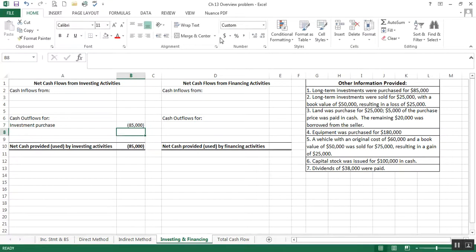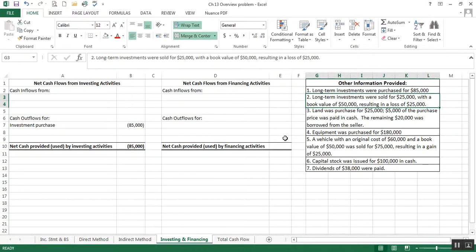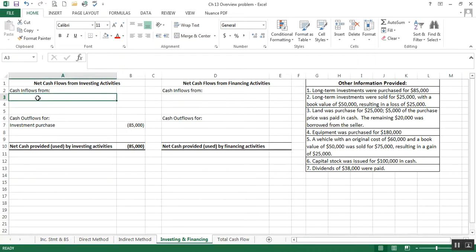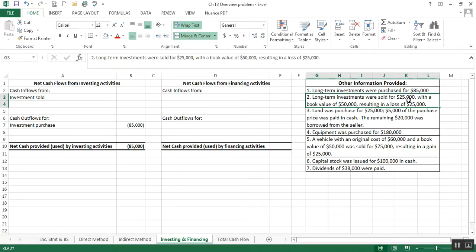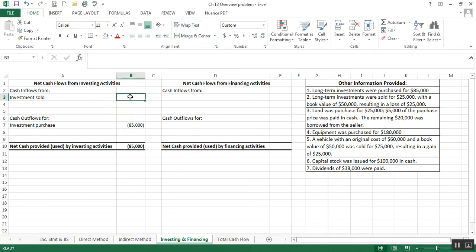Now let's look at number 2. A long-term investment was sold for $25,000 with a book value of $50,000, resulting in a loss of $25,000. All right, so we sold something, so that means we got cash for it. So investment sold. Now you remember that we just care about the cash. So we sold it for $25,000. Remember on the income statement we had a loss of $25,000? That's related to this investment. But our actual cash is going to be $25,000 because the value was $50,000, but we only received $25,000 in cash.